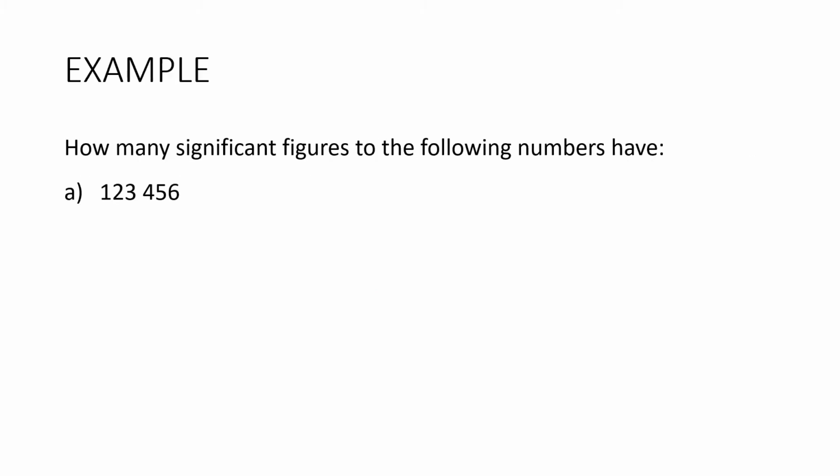So let's see if we can figure these questions out. How many significant figures do the following numbers have? 123,456. There are 6 significant figures there. How about this one? 0.00123. These zeros are not significant, but this 1 and this 2 and this 3, they're all significant, so it has 3 significant figures. And then finally this one, all insignificant. The 2, the 0 and the 5 are all significant, so there are 3.